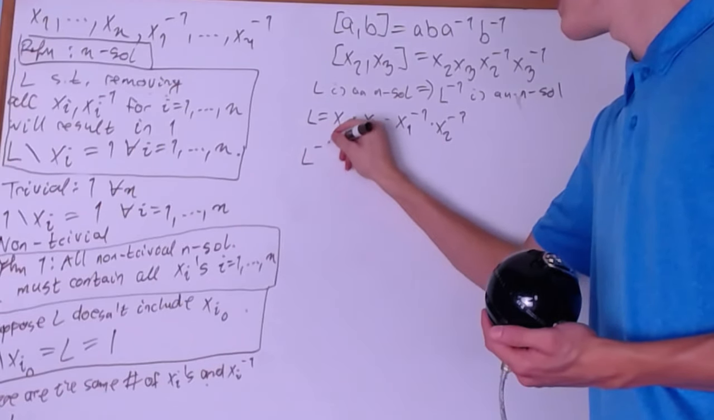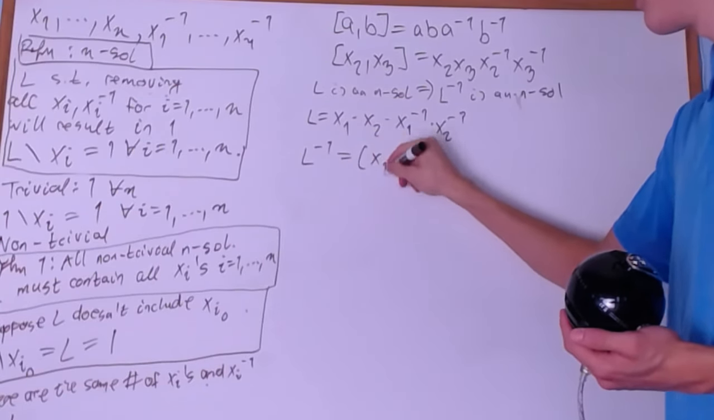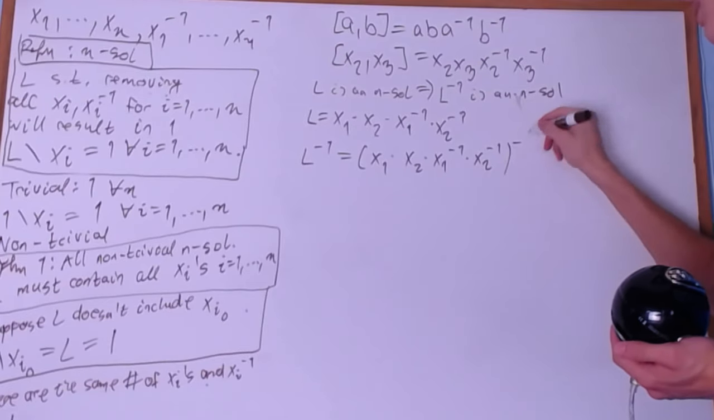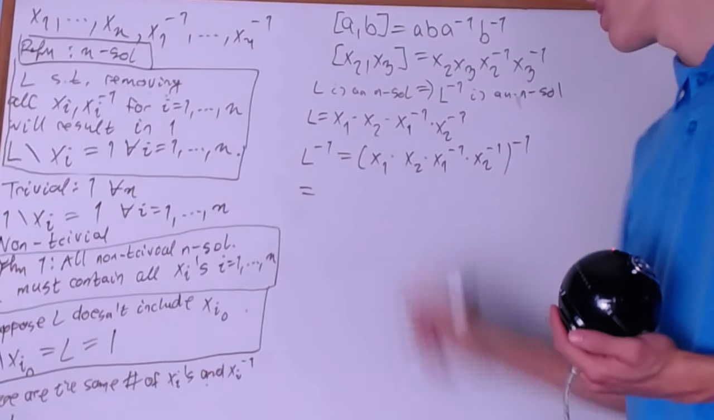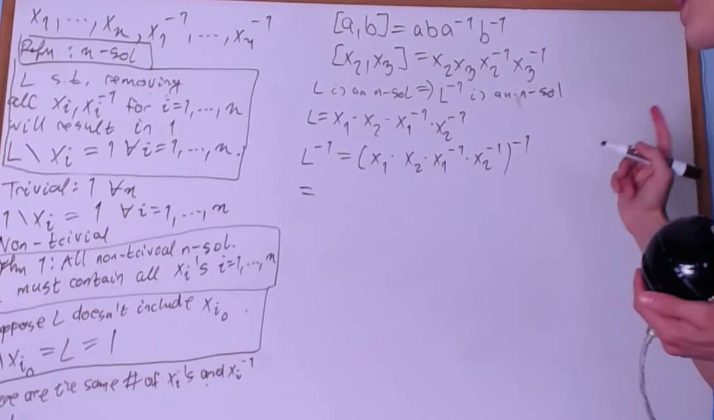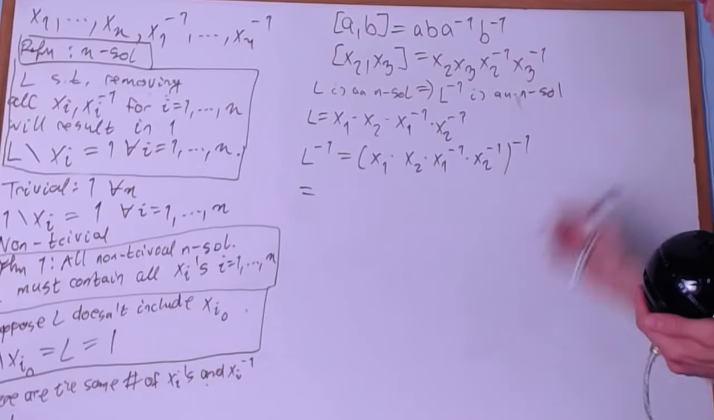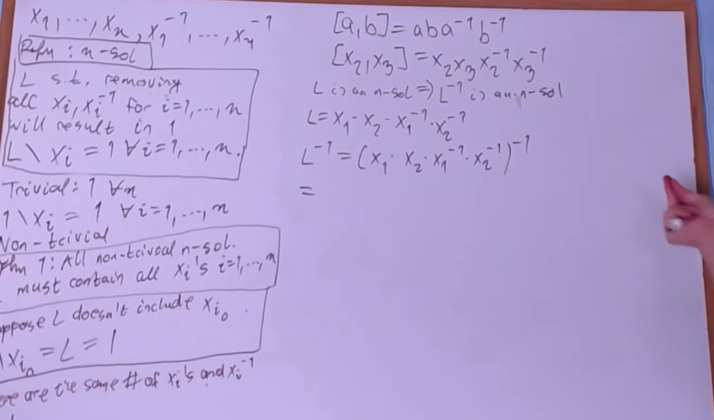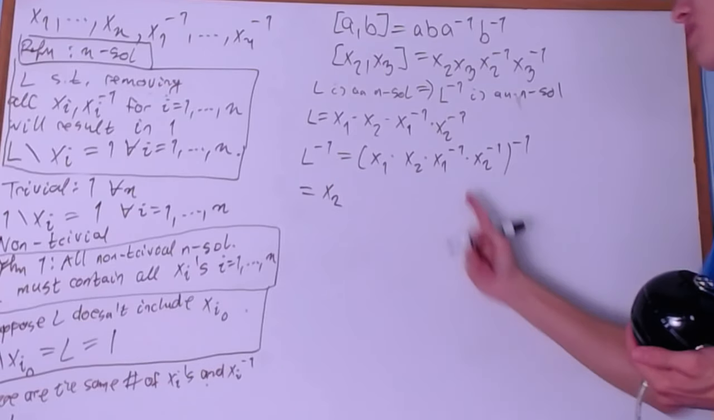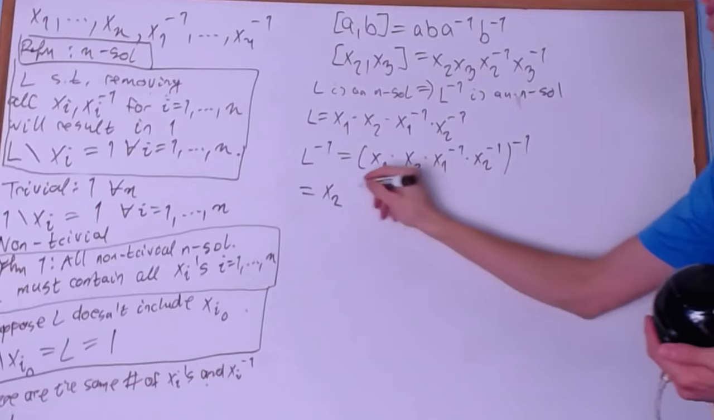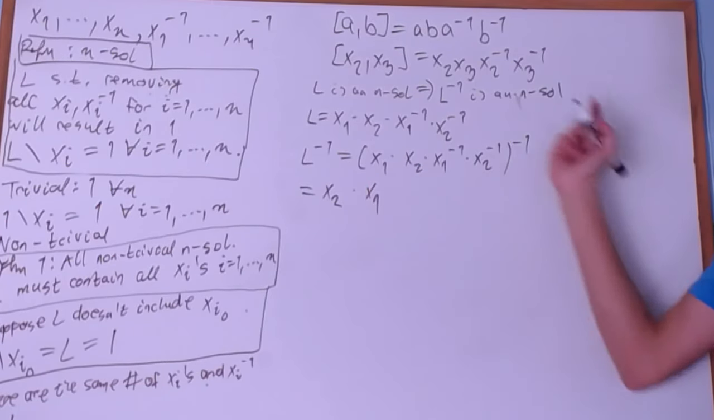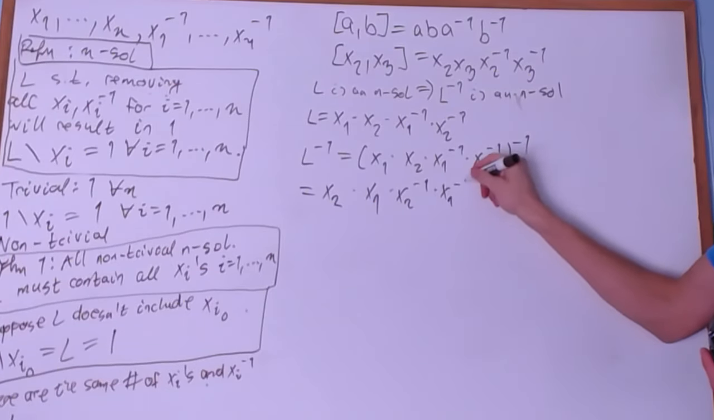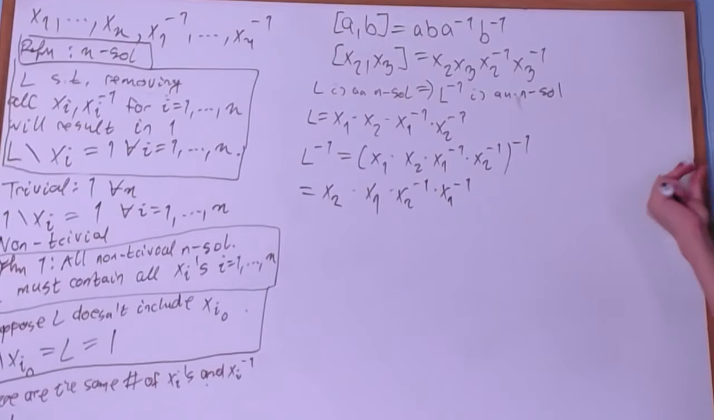Let's go ahead and calculate what L inverse would be. Well, it would be x1 times x2 times x1 inverse times x2 inverse, and then all of that inversed. Well, how do I actually inverse all of that? I'll show you how to do it. You flip the order and you do the inverse of everything inside of it. So we start with x2 inverse and we invert it, which goes to x2. Then we do x1 inverse, we invert it, which is x1. Then we do x2, we invert it, we get x2 inverse. We do x1, we invert it, we get x1 inverse.